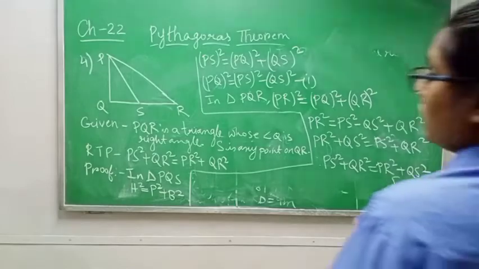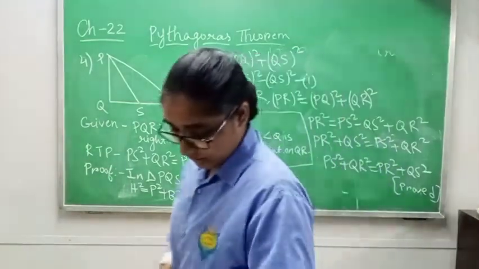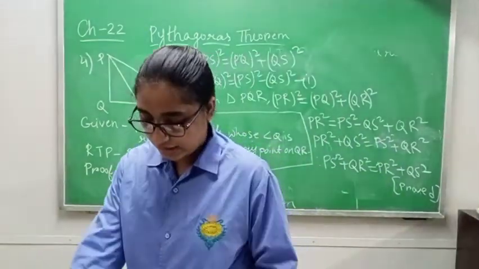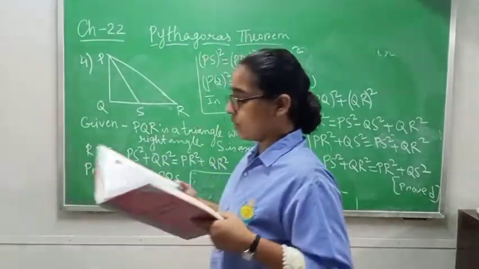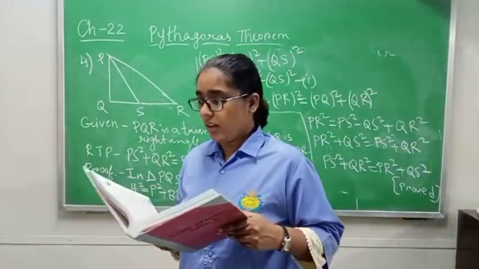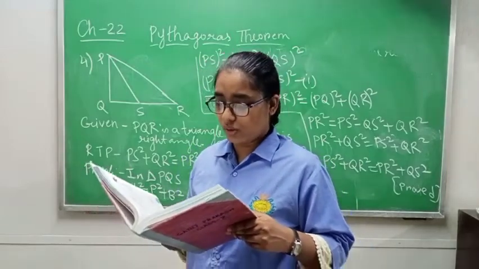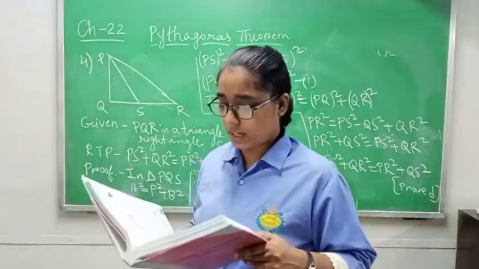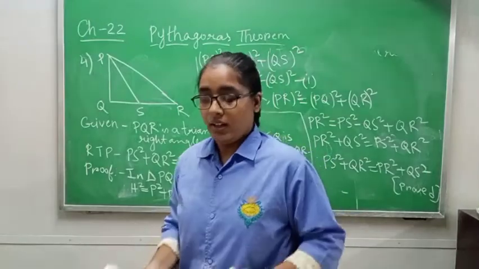Now class 10C, question number 4. It is written, I have drawn a triangle PQR, angle Q is right angle. If S is any point on QR, let us prove that PS square plus QR square equals PR square plus QS square. It's very easy.